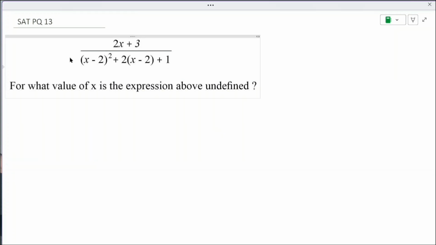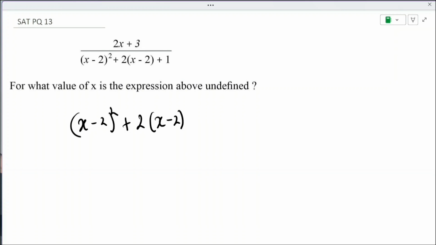Looking at this question, there are two ways of solving it: the method a usual student will use and the method an experienced student will use. Let's start with the method a usual student will use. In both cases, you have to equate the denominator to 0. So you have (x - 2)² + 2(x - 2) + 1 = 0. You simply have to factorize.